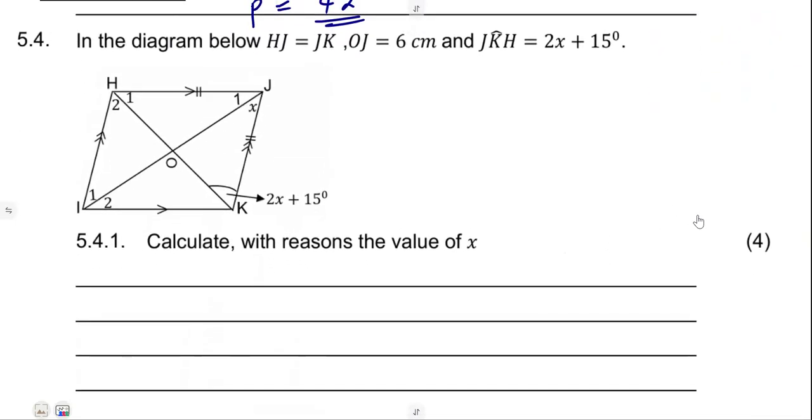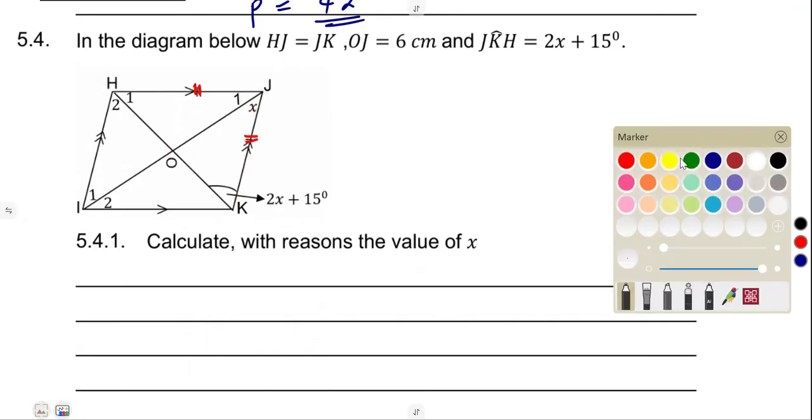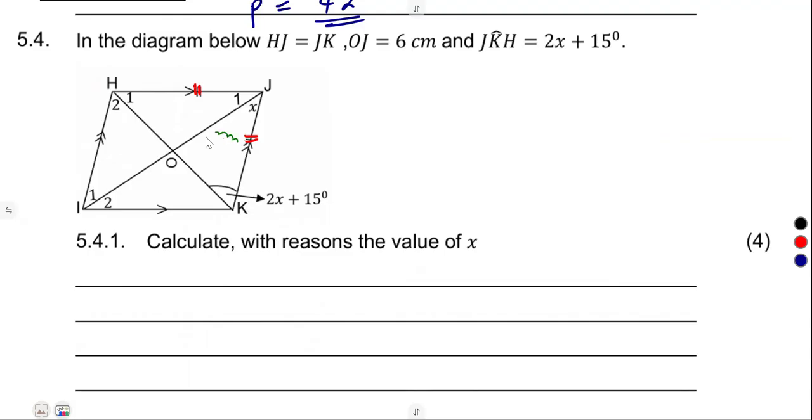Then on question 5.4, in this diagram, we are told that from H to J is the same as from J to K. These two are equal. So what do we know about such a condition? The triangle formed is an isosceles triangle, and from this property, opposite angles will be exactly the same. So the angle at K, which is 2x minus 15, is the same as angle H, 2x plus 15 degrees, from that condition of opposite angles. That is what you're given.